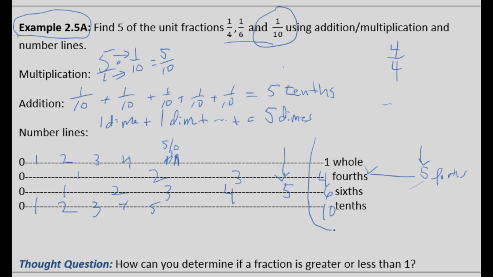So here's the number 1. Remember, things that line up vertically in the number line are equal. So 1 whole is equal to 4/4 is equal to 6/6 is equal to 10/10. Get the idea? If I have more than 4/4, like 5/4, I have more than 1. So you could say that if the numerator is larger than the denominator, the fraction is greater than 1. And likewise, if the numerator is smaller than the denominator, like 3/4, the fraction is less than 1.